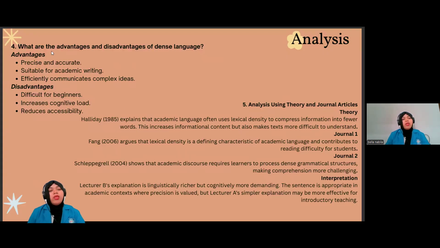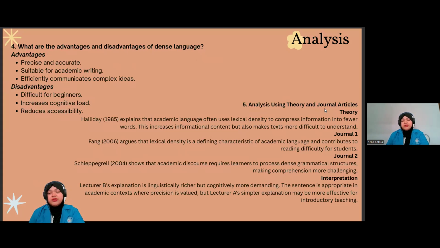Number 4, what are the advantage and disadvantage of dense language? The advantage is precise and accurate, suitable for academic writing, and efficiently communicates complex ideas. And disadvantage is difficult for beginners, increased cognitive loads, and reduced accessibility.